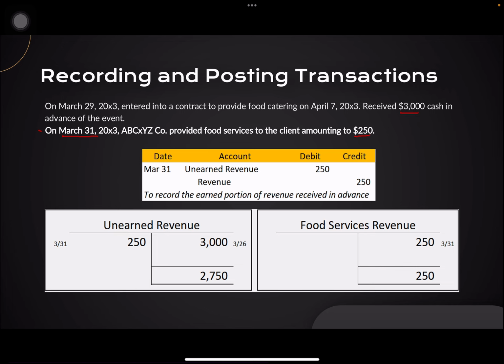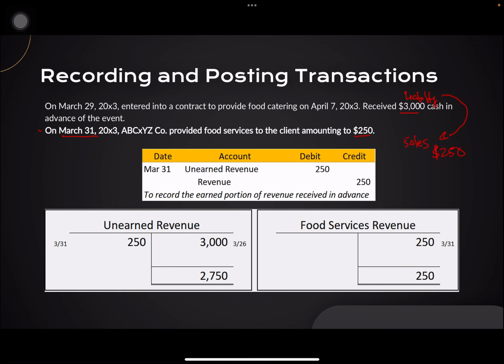So what do we need to do in case we've already partially, or fully, provided services to our client? We need now to adjust, or to translate, the liability into actual revenue or actual sales. Okay? So since you have an initial liability of $3,000, you need now to decrease this liability by $250 to generate actual sales amounting to $250.